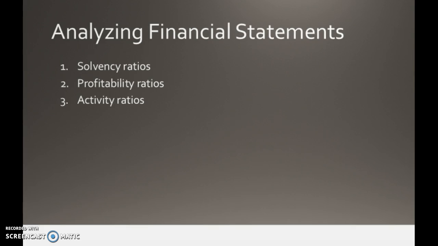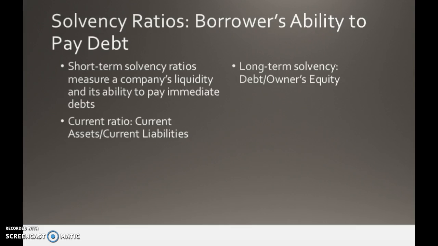Statements provide data which reveals trends and can be applied to various ratios. Ratios are normally grouped into three major classifications: solvency ratios, profitability ratios, and activity ratios. Solvency ratios provide measures of a firm's ability to meet its debt obligations. Short-term solvency ratios measure a company's liquidity and its ability to pay immediate debts. The most common is the current ratio, which measures a firm's ability to generate cash to meet current obligations through the normal, orderly process of selling inventories and collecting revenue from customers.